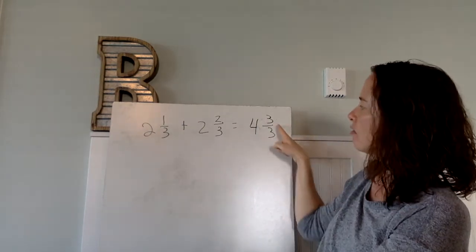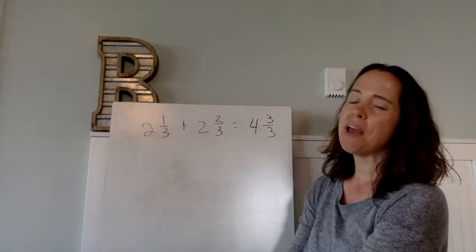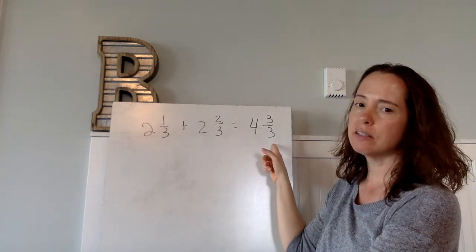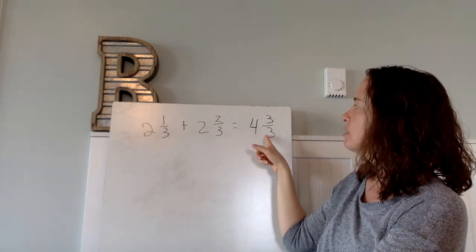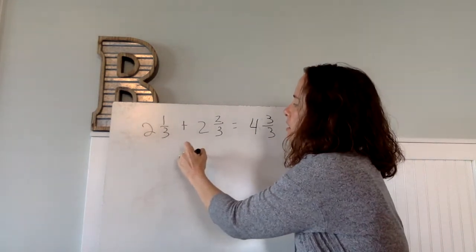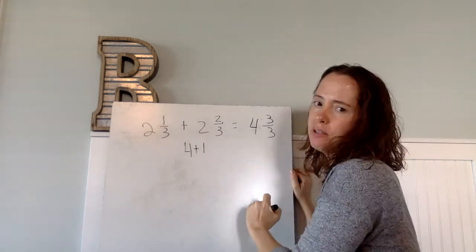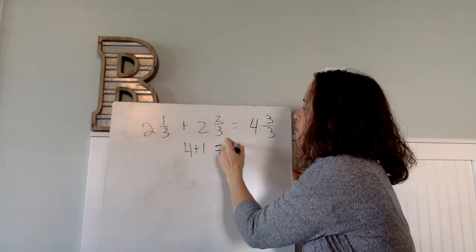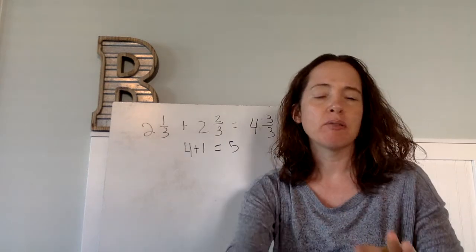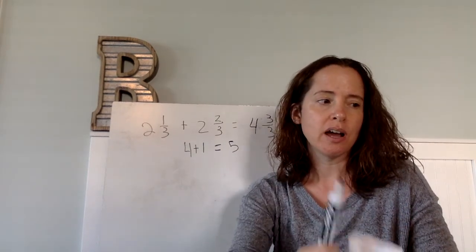Now, if you notice the fractional part, 3/3 is the same as a whole. So we're not going to leave it like this. We're going to change it into another 1 whole, and add that to 4. So 4 plus 1 equals 5. Our answer is 5. Okay, so that's how we do it without visuals.